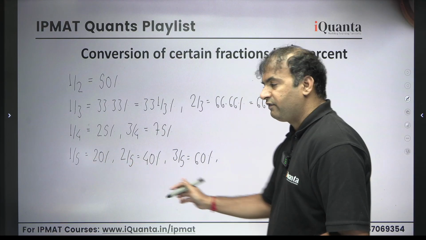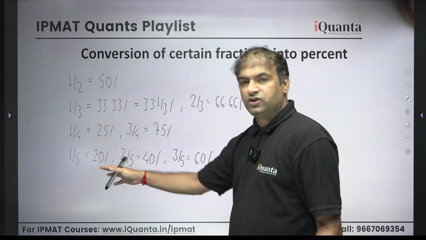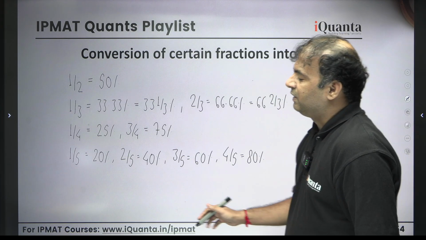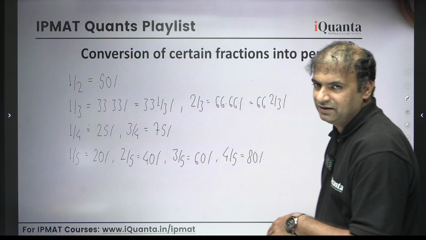Then 1 by 5 into 4 has to be, we can say, 4 by 5. And the right hand side is 20 into 4, which has to be 80%, right? Simple things. 1 by 5 into 5 is again 1, which has to be 100%. No need to write here.